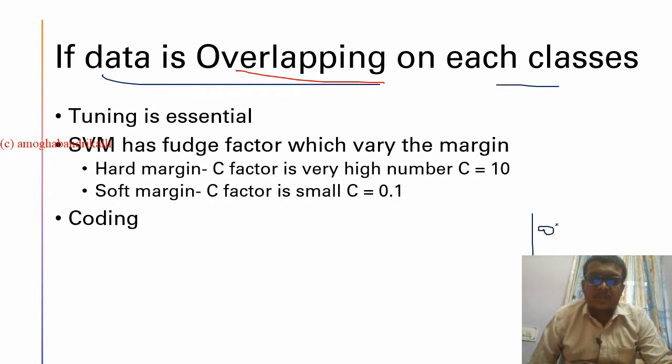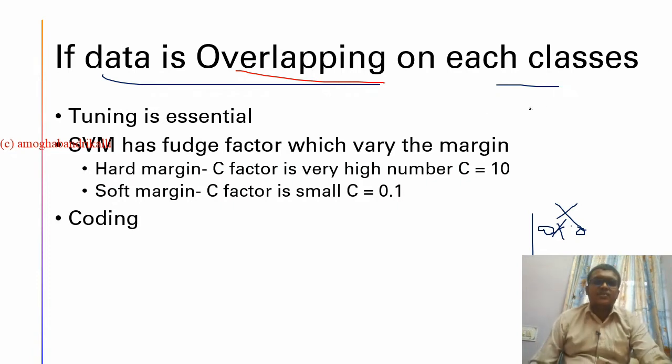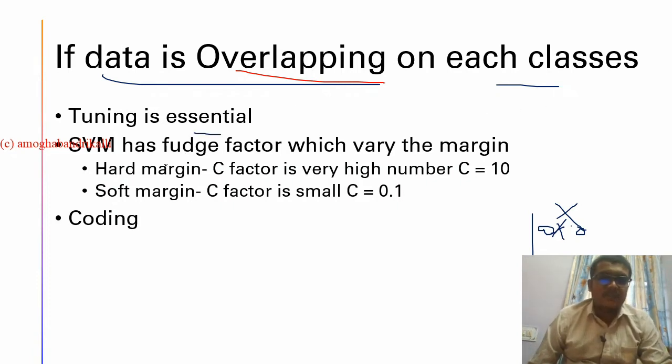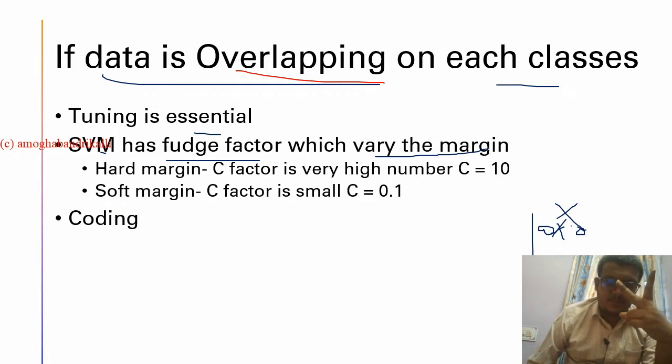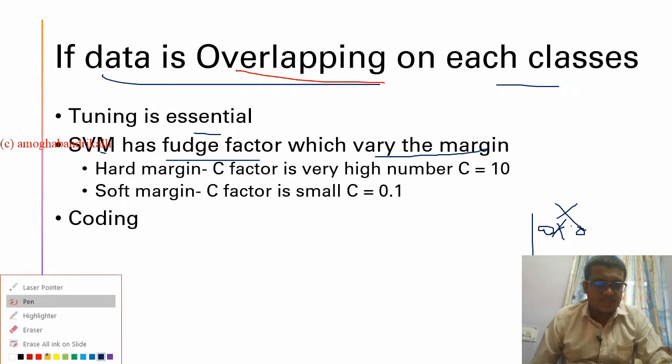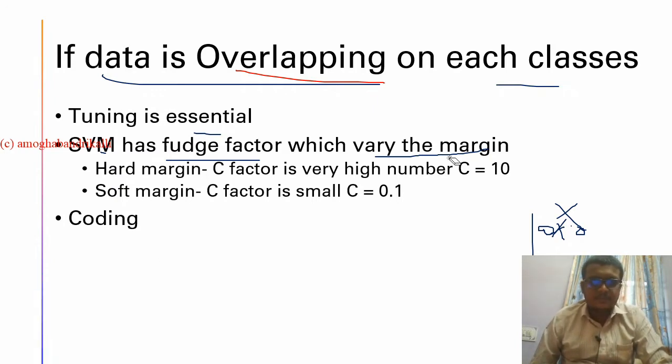The next one is if data is overlapping on each other. If both the data are overlapping, then comes the tuning part. Tuning is essential. We have a fudge factor in an SVM which varies the margin. In margin we have two things: first one is hard margin and second one is soft margin. In order to do this, we have a parameter called C.